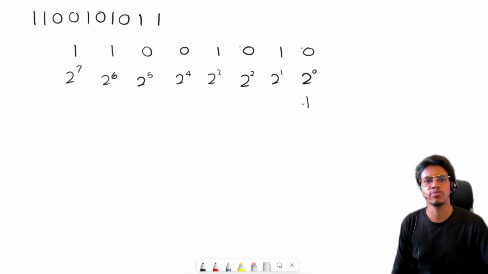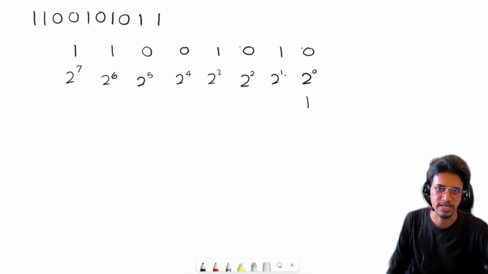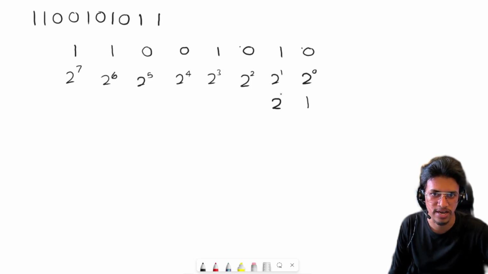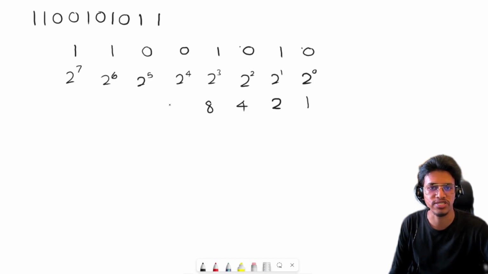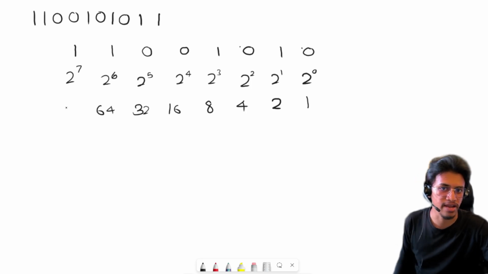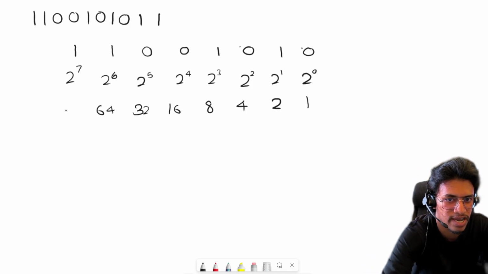And then what we do is, you don't need to remember this actually, right? We start with 1, we multiply it by 2, we get 2. And then 2 times 2 is 4, 4 times 2 is 8, 8 times 2 is 16, 16 times 2 is 32, 32 times 2 is 64, and 64 times 2 is 128, right?